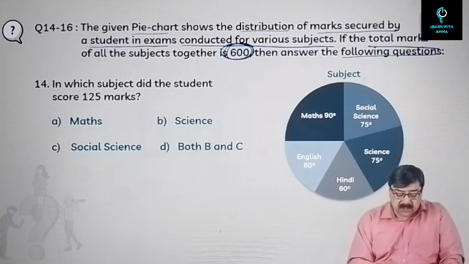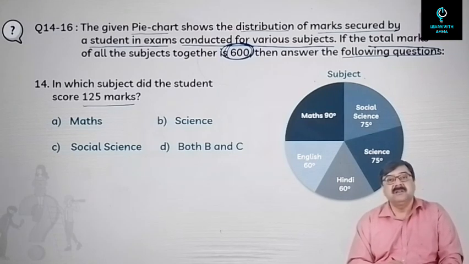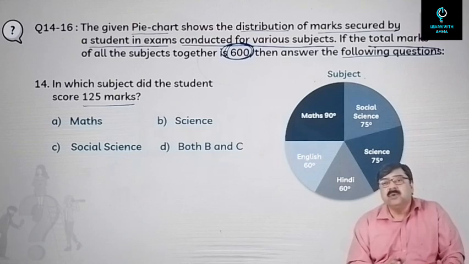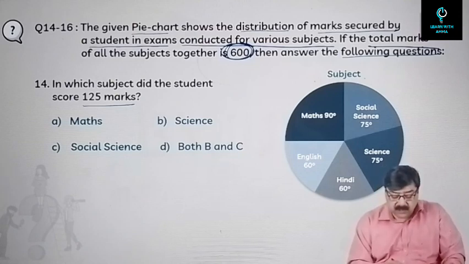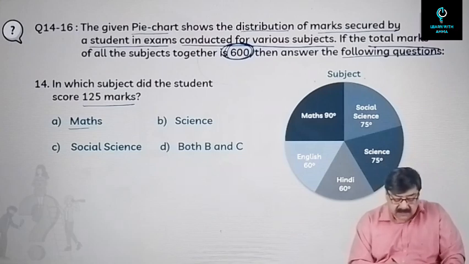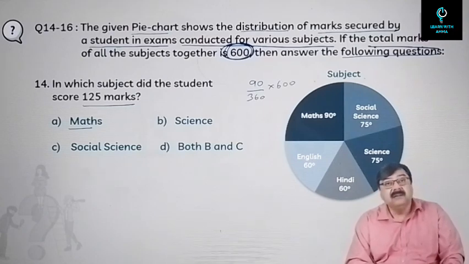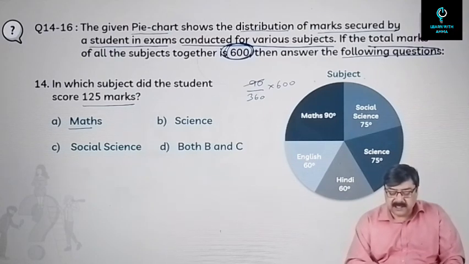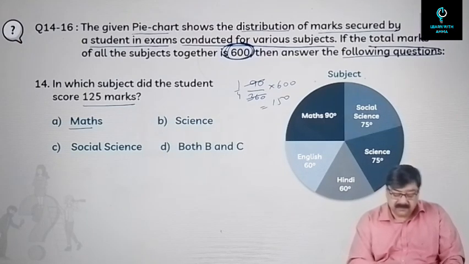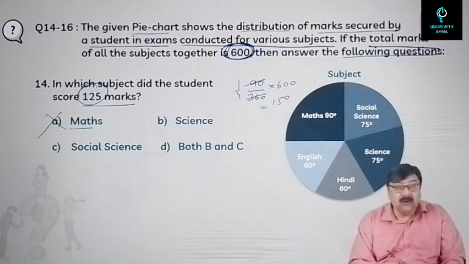In which subject did the student score 125 marks? Now look at the choices. There is no need to calculate the marks scored by the student for each subject. We only need the marks scored for the given subjects in the choices. So maths is 90 degrees. So it is 90 by 360 into 600. 90 is how much of 360? It is 1/4. 1/4 of 600 is 150. We need 125. So A cannot be the answer.